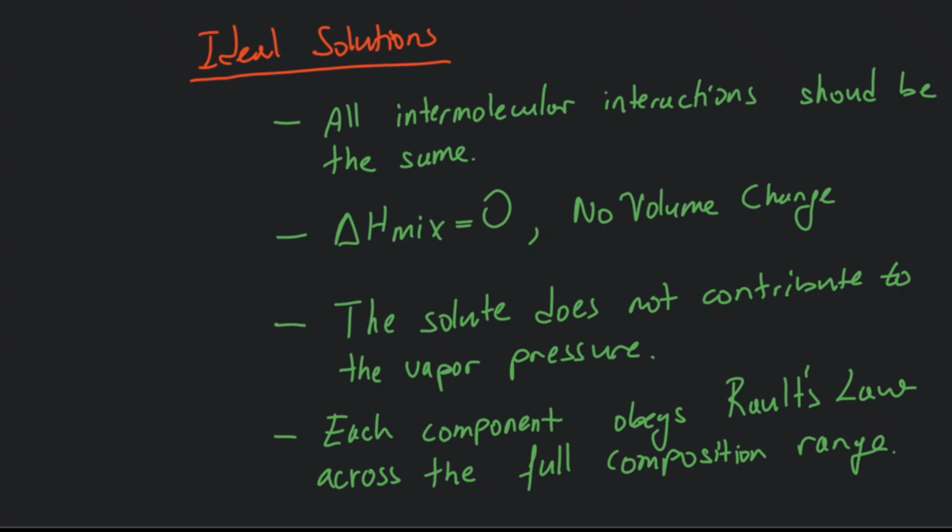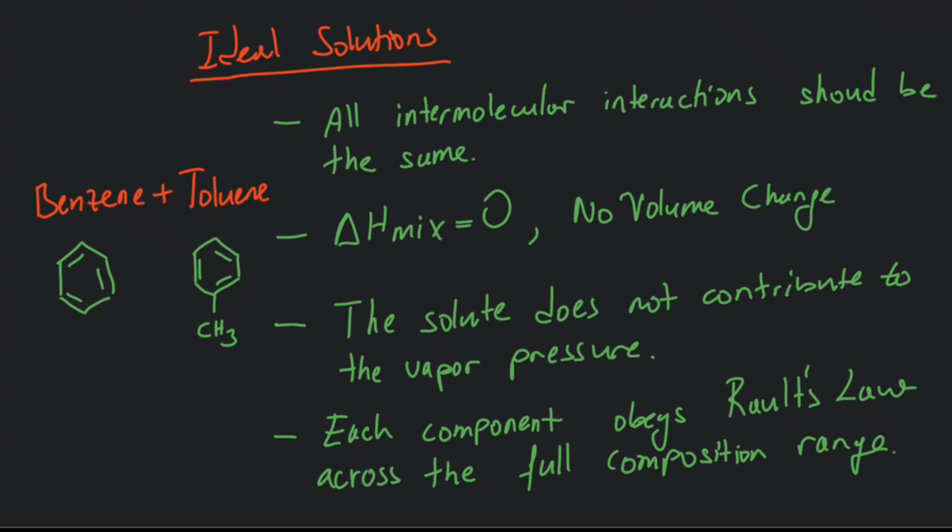I know one ideal solution, and there are probably others, which is benzene plus toluene. I can write the molecular structures. So this is benzene, and this is toluene. They are very similar to each other. We have just a methyl group on toluene. So this is the only difference.